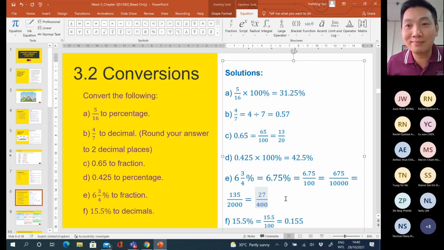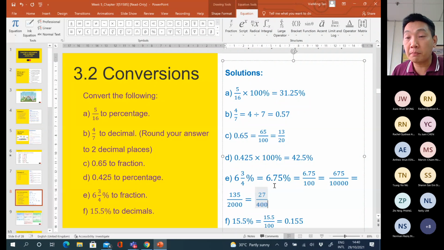Any questions so far? Okay, so if you want to convert percentage to either fraction or decimal number, what you can do is try to use the percentage number divided by 100. Okay, and then simplify the value either into fraction or decimal number. So far so good? Okay, agree with the answer?